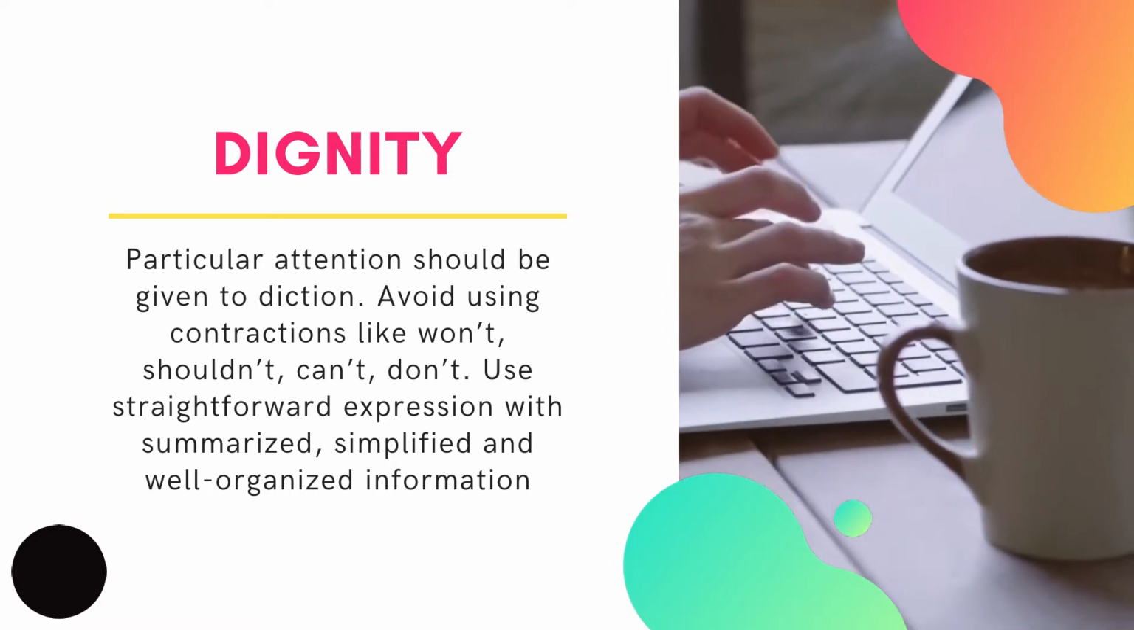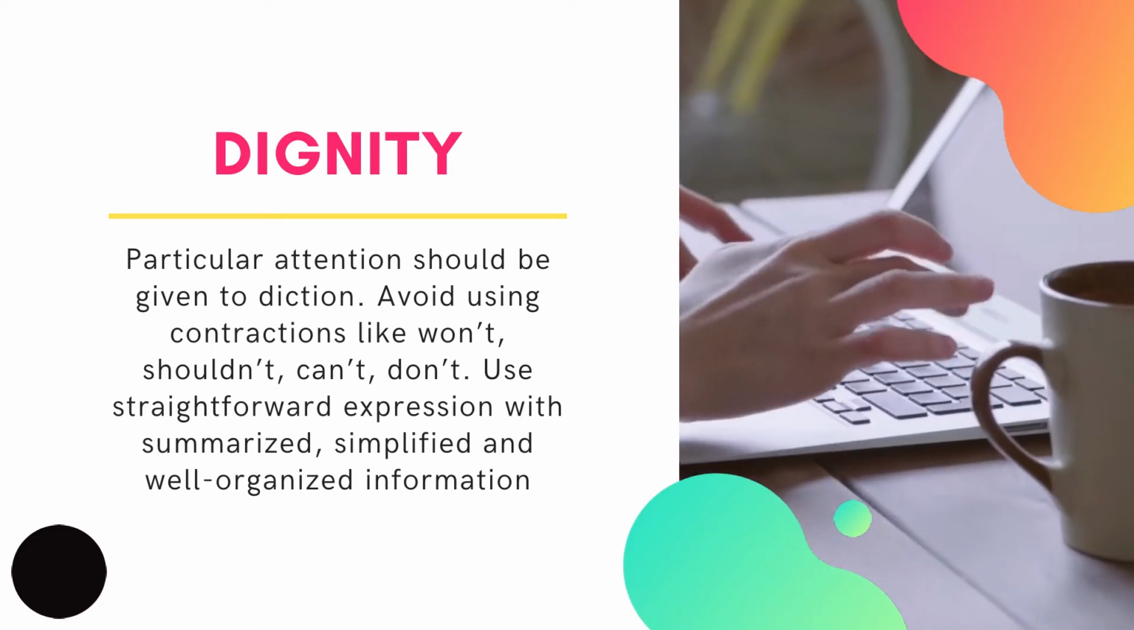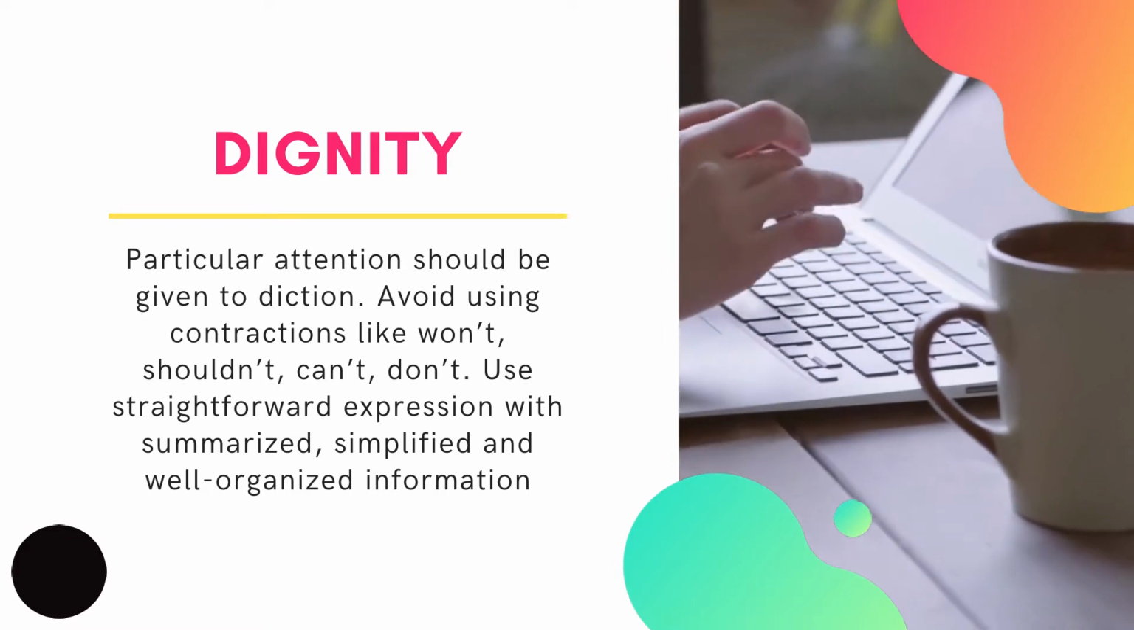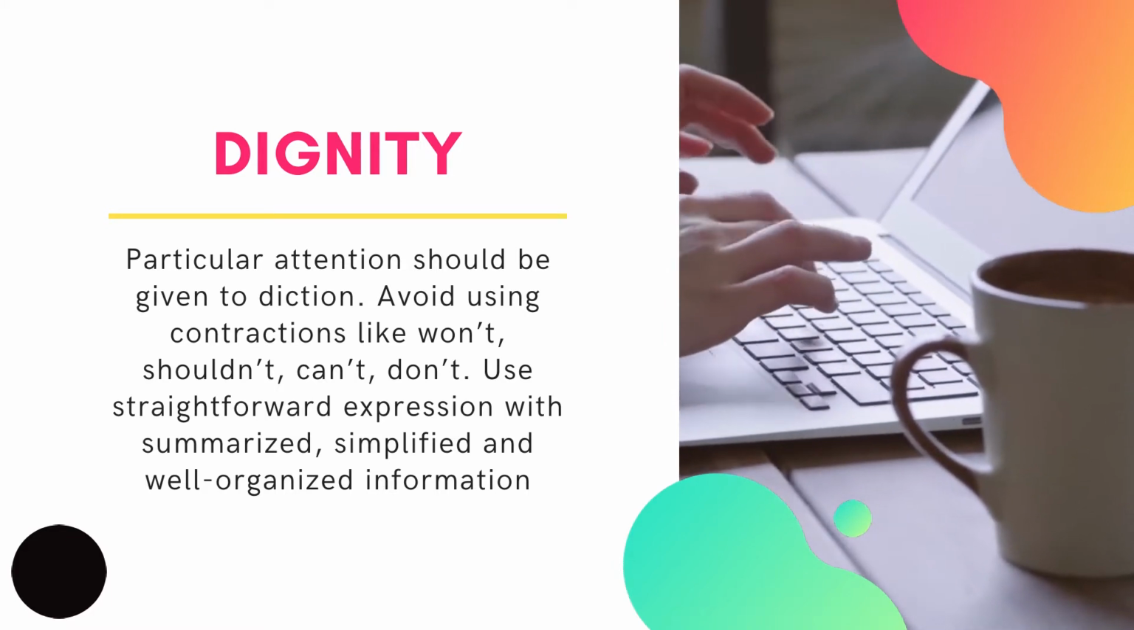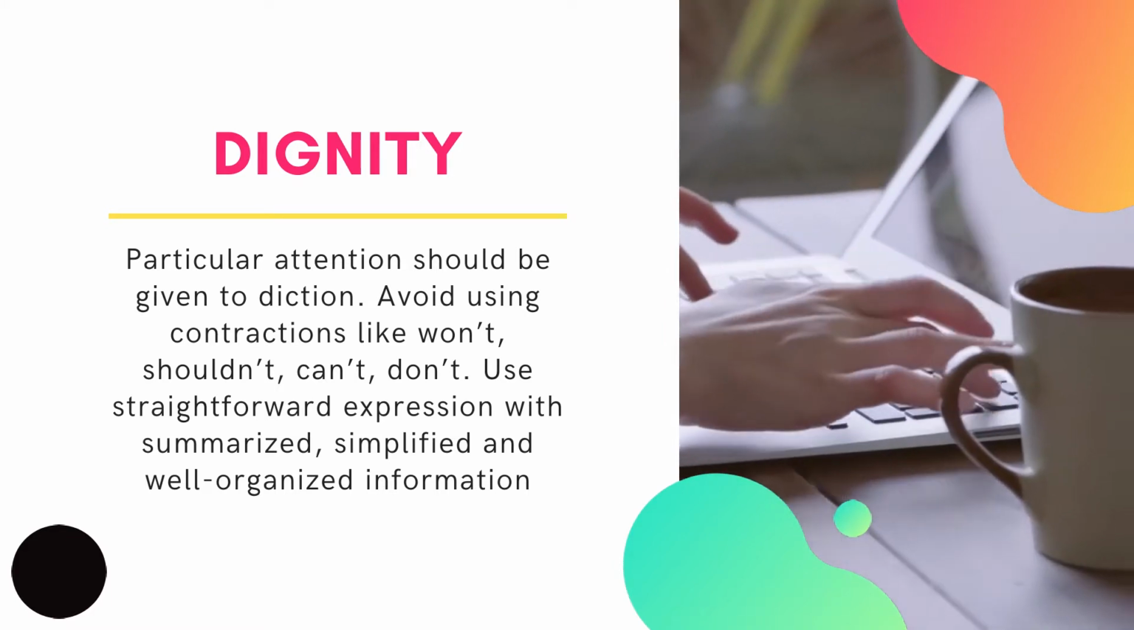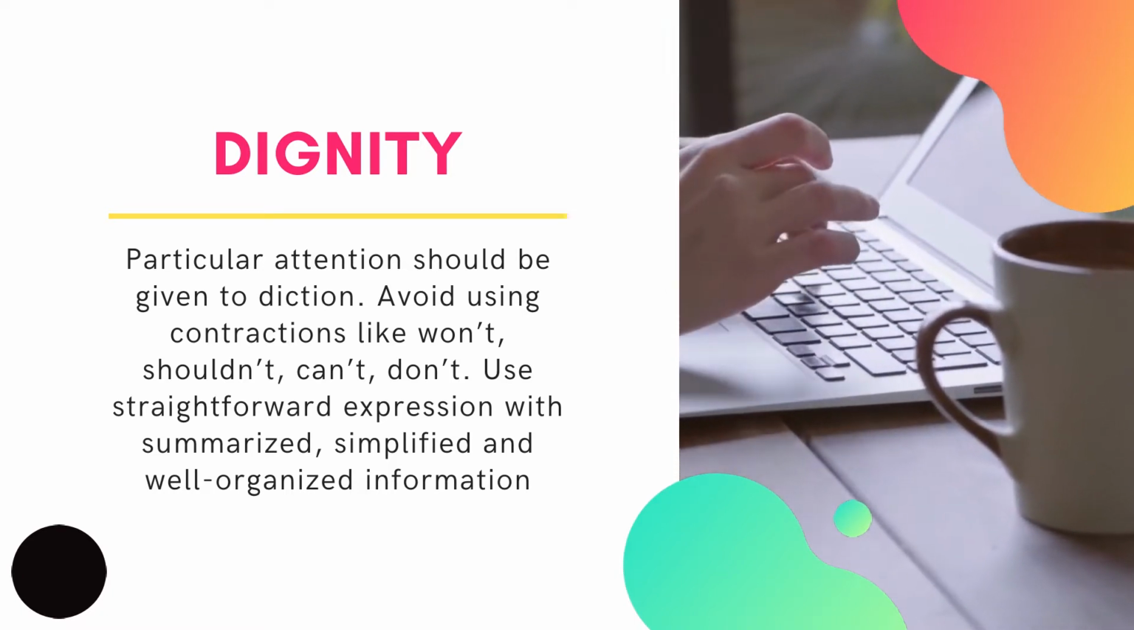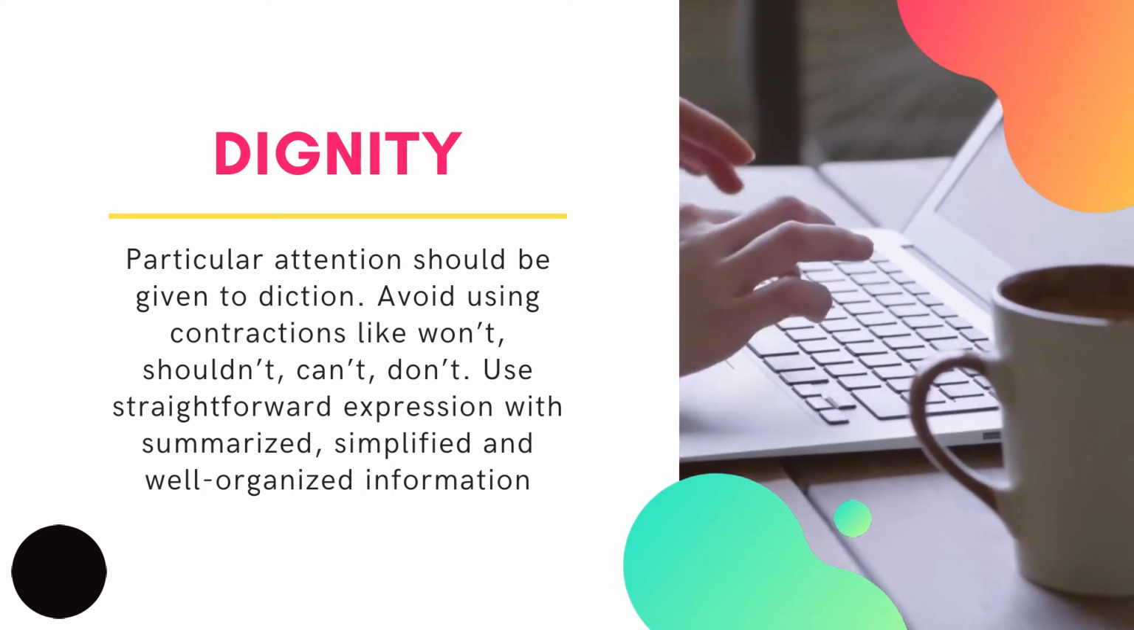And one way to do that is technically avoiding using contractions like wouldn't, shouldn't, and can't, because these words actually are informal. When you are writing in a technical way, you have to be formal.